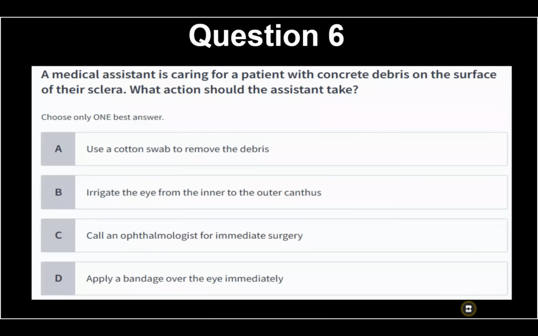Question 6. A medical assistant is caring for a patient with concrete debris on the surface of their sclera. What action should the assistant take? A.